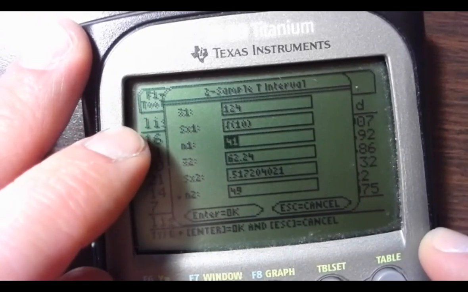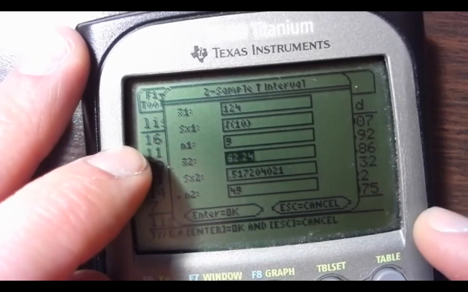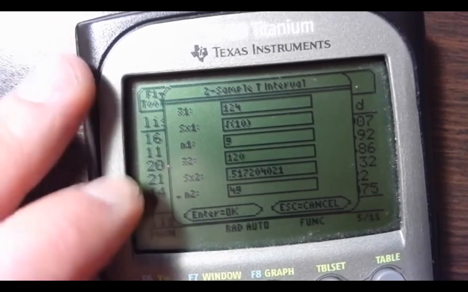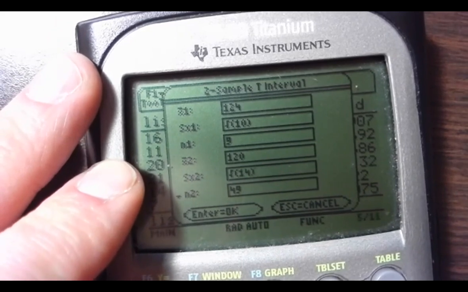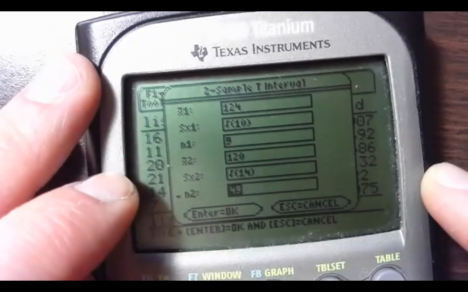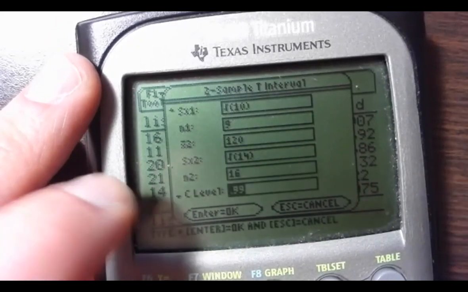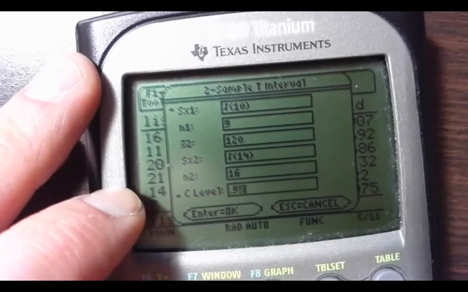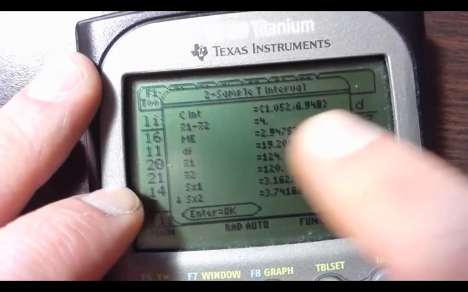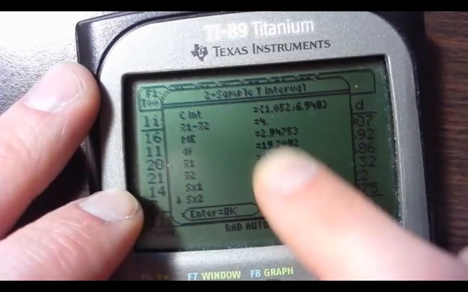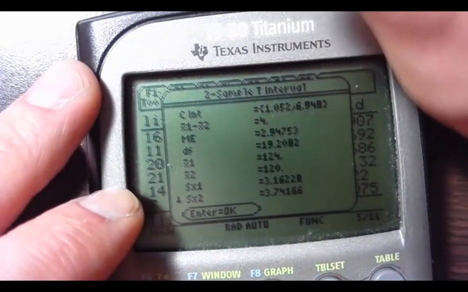N1 is 9. X2 bar 120. S of X2 is root of 14. N2 is 16. Confidence level 0.95. Whoops. Shoot. There we go. All right, so wait, I'm looking at the wrong screen here. Everybody see this?